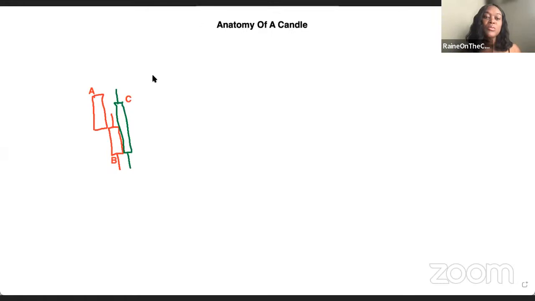Okay. What kind of candle is candle A? Is it a bullish candle or a bearish candle? Bullish. Okay. Why is it bullish? Because it's open at the bottom at the base, and then price went up. It's green. Oh wait, it's bearish. It's bearish because it's red.